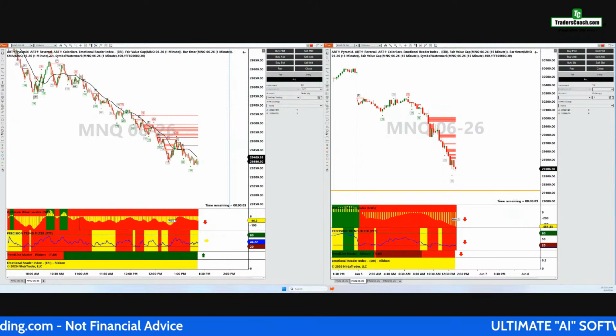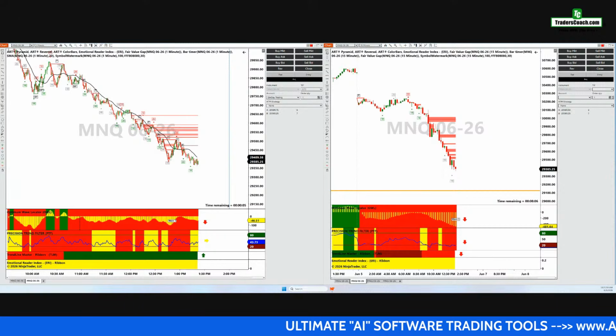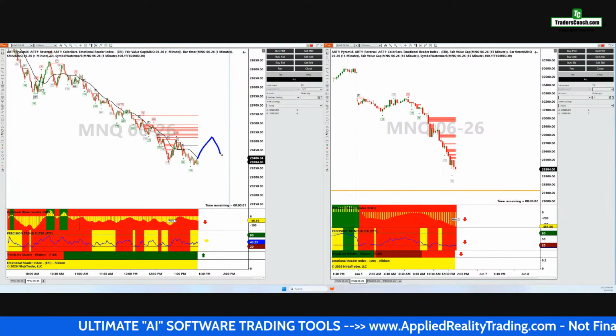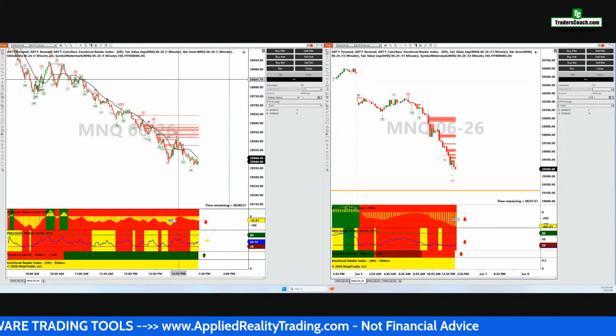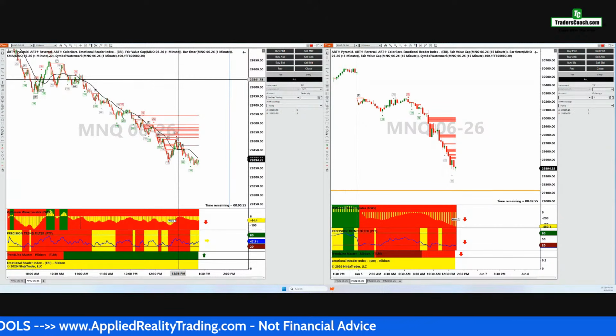But, you know, we'll probably get some move up, but the question is, do you want to trade against the trend or wait for the next move back down? And that's also where price action can help you as well.